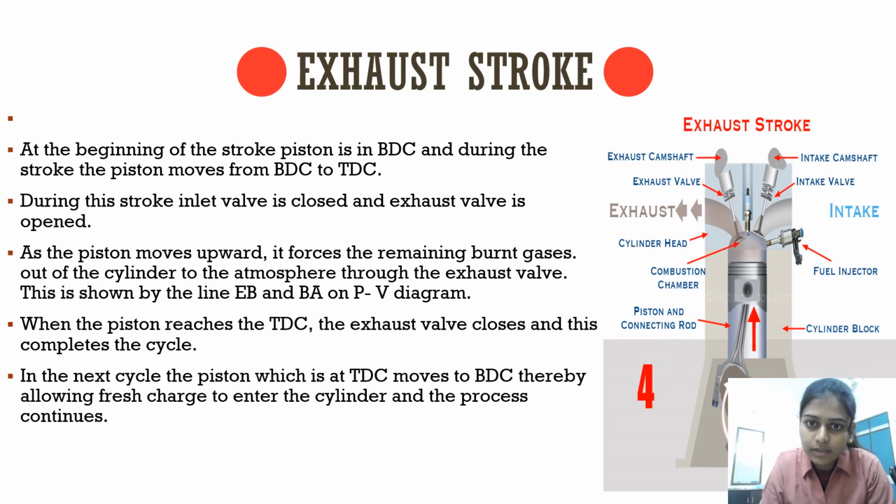The last one is exhaust stroke. At the beginning of the stroke, the piston is at BDC, and during the stroke, the piston moves from BDC to TDC. During this stroke, the inlet valve is closed and the exhaust valve is opened. As the piston moves upward, it forces the remaining burnt gases out of the cylinder to the atmosphere through the exhaust valve. This is shown by the line EB and BA on the PV diagram. When the piston reaches TDC, the exhaust valve closes and this completes the cycle. In the next cycle, the piston at TDC moves to BDC, allowing fresh charge to enter the cylinder, and the process continues.